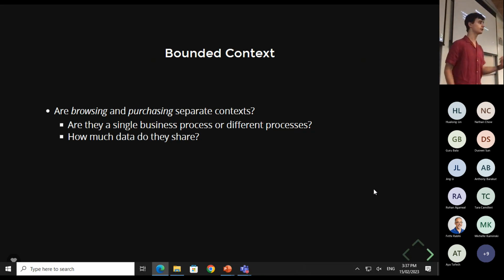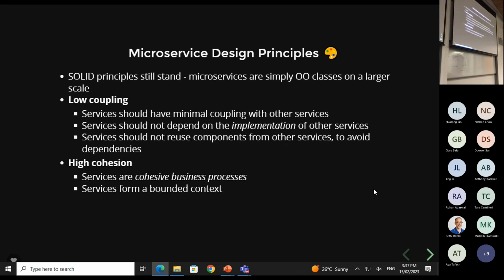Again, this comes back to coupling, because the more data that these processes share, the more they're going to have to send to each other. And that's really hard because we have to actually send it across a network. We'll talk about that. So define your bounded context.